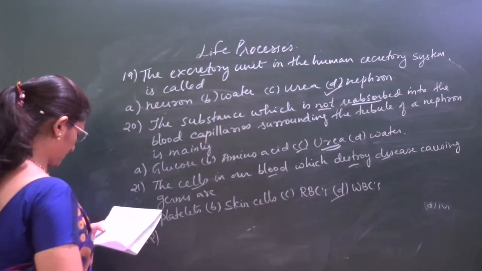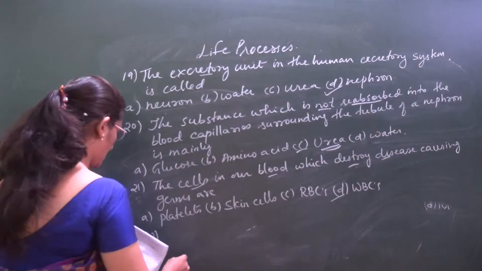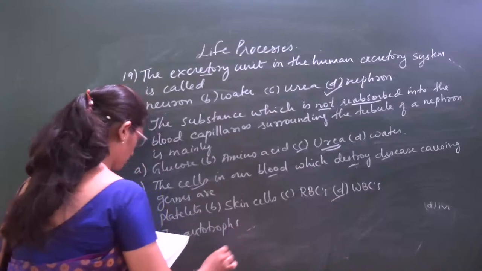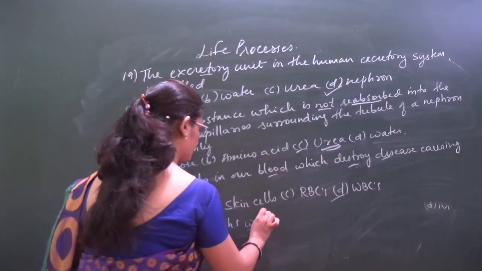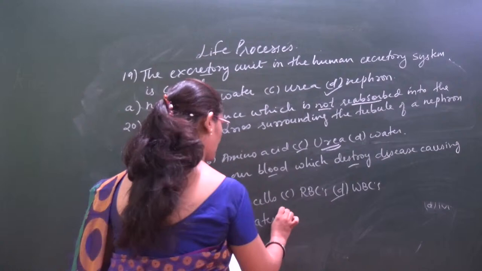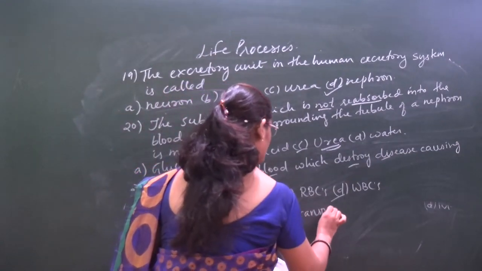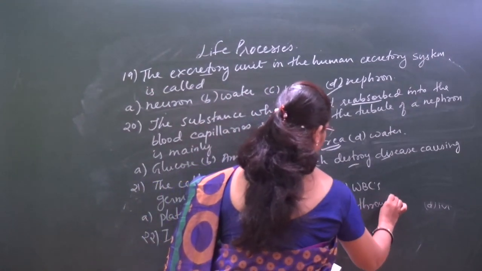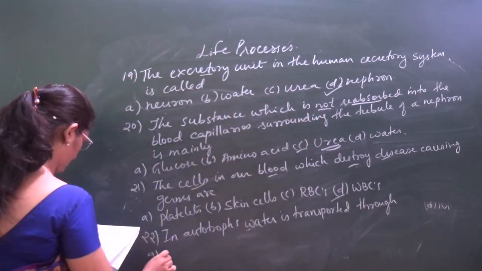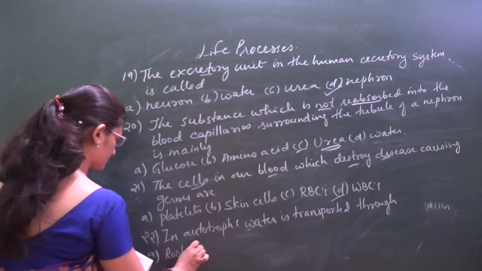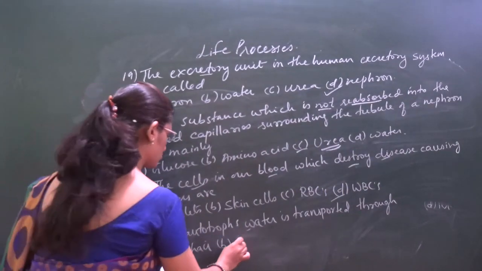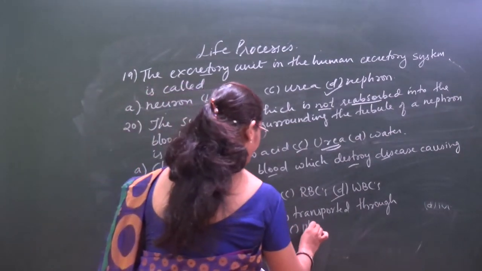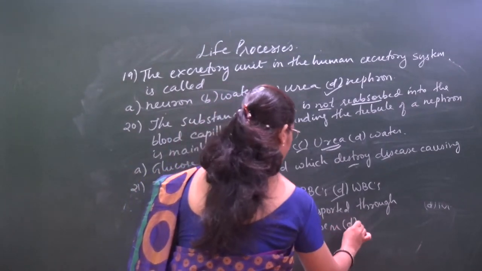The next question we come across, that is, in autotrophs, water is transported through option A, root hair, option B, stomata, option C, phloem, option D, xylem.